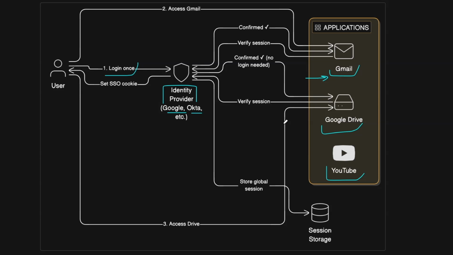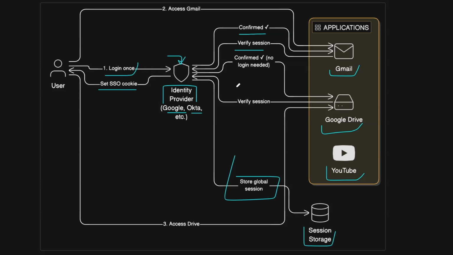And single sign-on uses identity protocols underneath to validate these sessions. So once you sign in with the identity provider, let's say it's Google in this case, your global session is stored in a session storage. And then you get back a single sign-on cookie to your client to be able to access other resources. So let's say you want to access Gmail for the first time, then once you log in, you verify also the session, and now you're able to access Gmail.